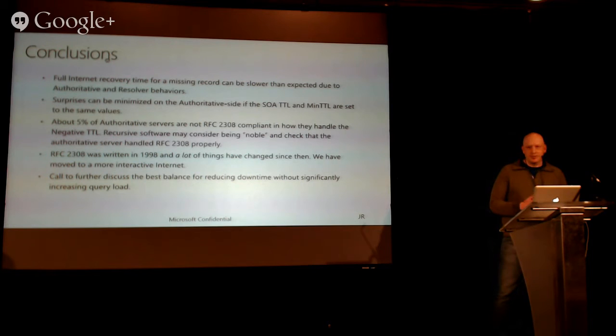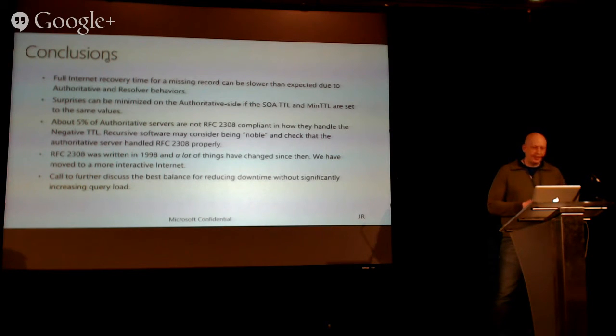So those were the tests, and some of the conclusions out of all this: full recovery time can be slower than expected. Surprises can be minimized from the authoritative side when you take those two values, the min TTL and the SOA TTL, and set them to the same value, preferably low. We saw 5% of the authoritative servers weren't acting like you would think they would. And a possible thing that could be done on the recursive side: if a recursive server gets back a negative response and its TTL is higher than what it can see on the record with the min TTL, use that min TTL instead. Maybe, trying to be noble.